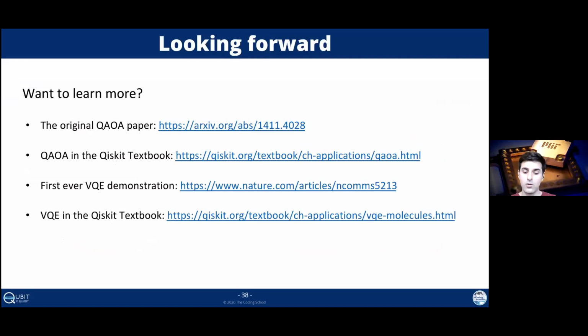So with that being said, looking forward, if you want to learn more about these variational algorithms, I would recommend looking at the original QAOA paper, which is the one that I had a picture of on the previous slide, and I have the link here. Now, there's a nice chapter on QAOA in the Qiskit textbook. And of course, the first VQE demonstration, which I talked about before the break, is also another good result to look at. And also in general, the Qiskit textbook also has a chapter on VQE.